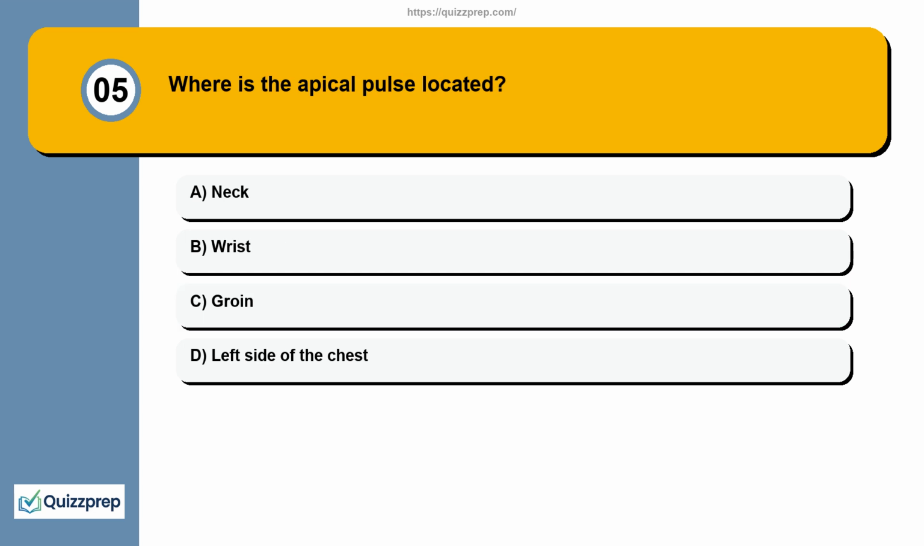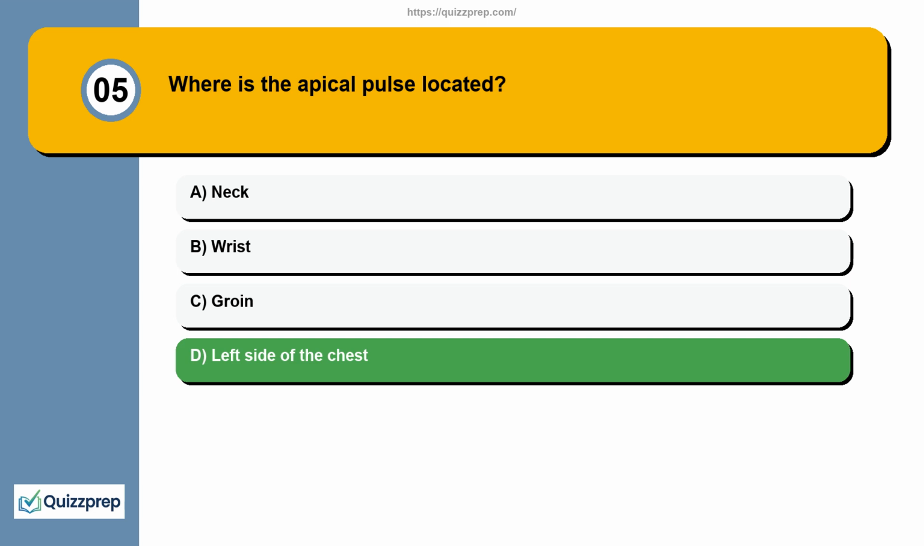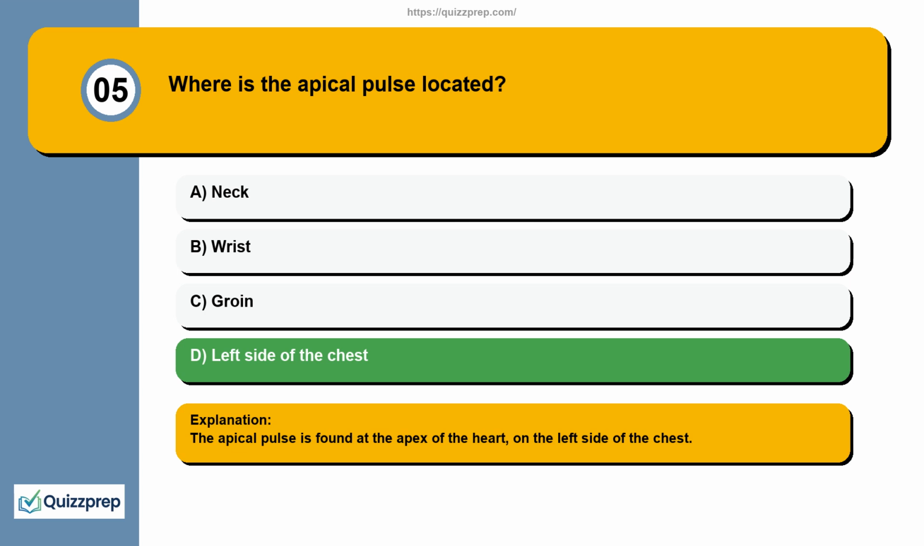Question 5. Where is the apical pulse located? Here are your options. Option A. Neck. Option B. Wrist. Option C. Groin. Option D. Left side of the chest. The correct answer is option D. Left side of the chest. Explanation. The apical pulse is found at the apex of the heart, on the left side of the chest.